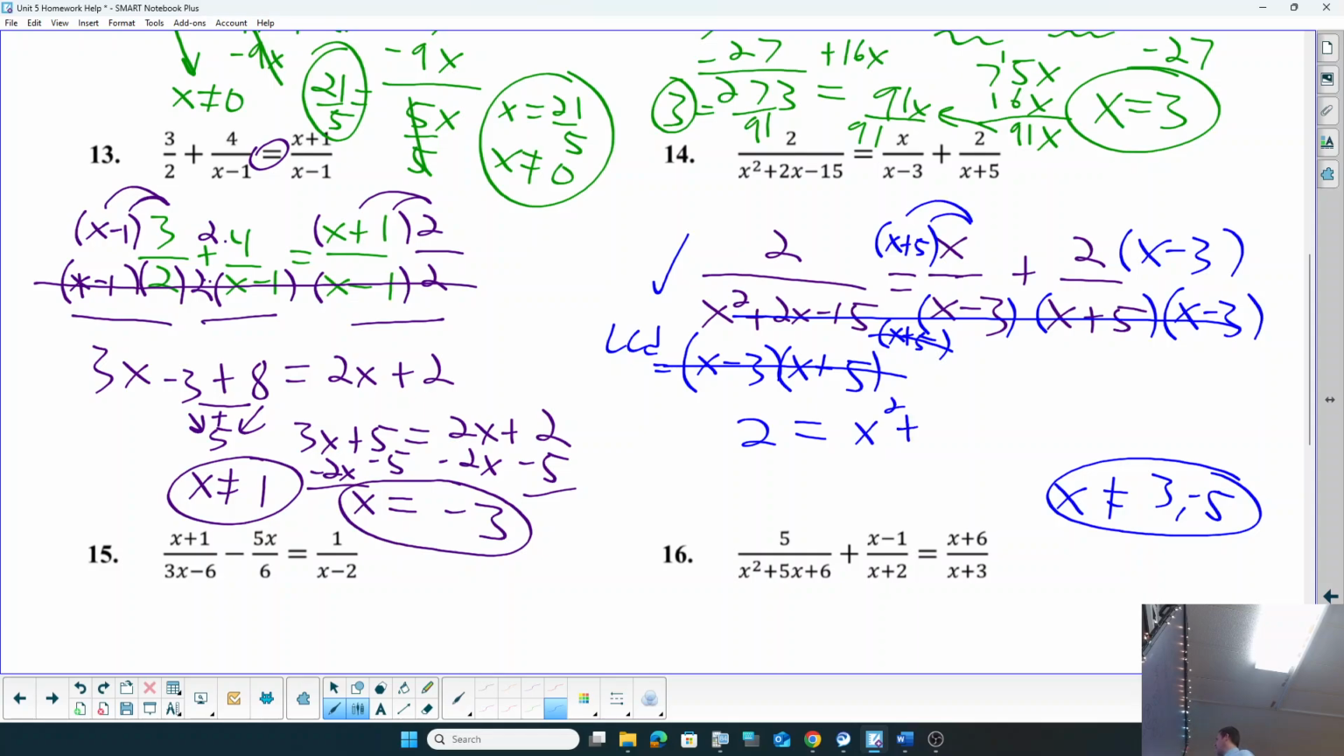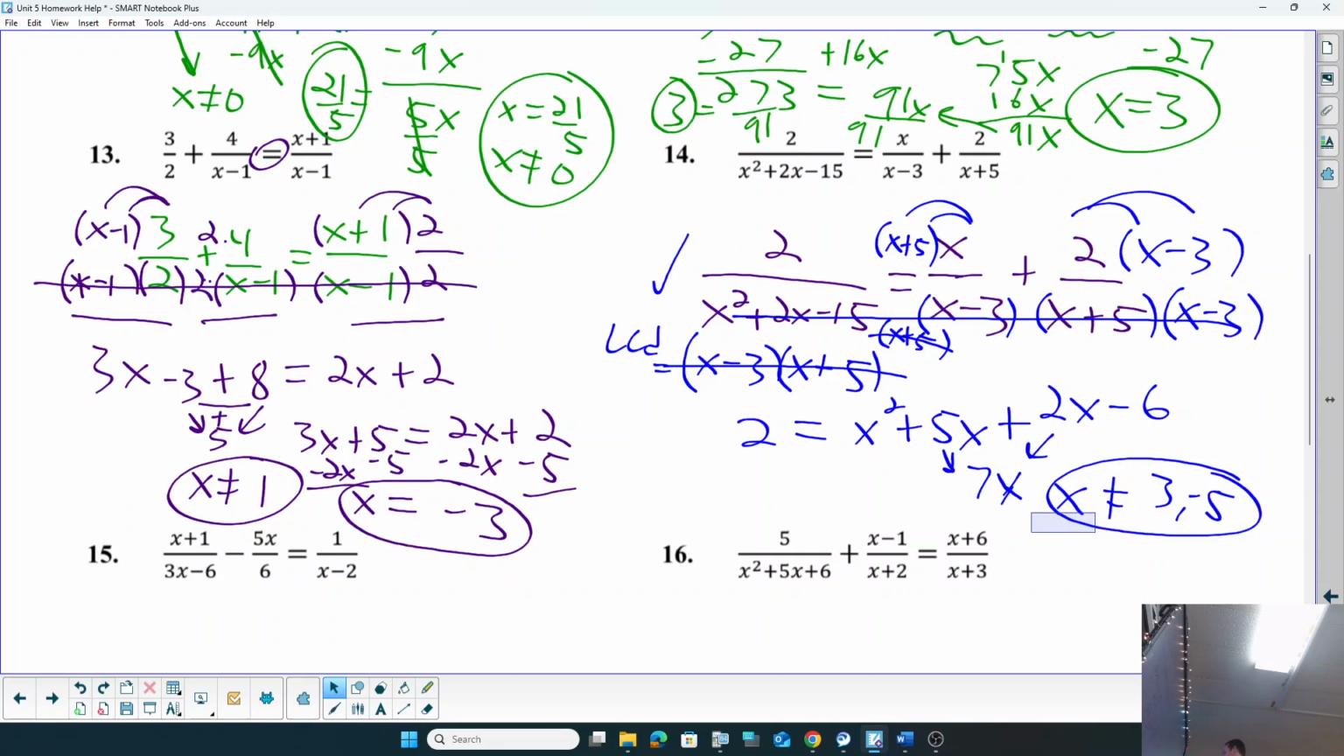So 2 is equal to x times x, which is x squared. x times 5 is 5x. Plus 2 times x is 2x. 2 times negative 3 is negative 6. So then we're going to combine those together, and we get a 7x when you combine those together. And then we want to get everything on the same side and factor it.